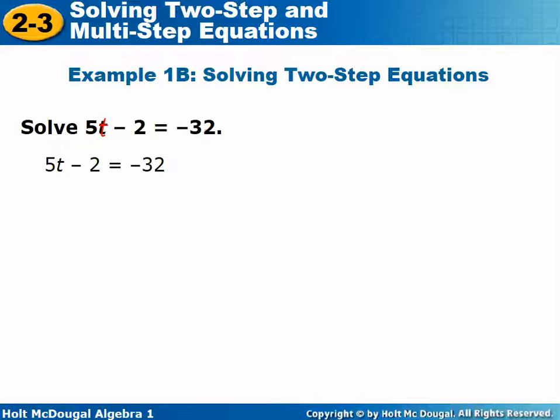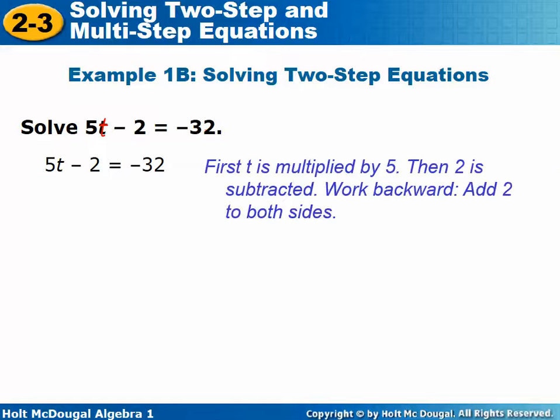So the first thing we do is the opposite of minus 2. The opposite of minus 2 is plus 2. So you add 2 to both sides. That leaves us with 5t, don't forget the 5 and the t, equals negative 32 plus 2. Now double check that. You should get negative 30. Negative 30.